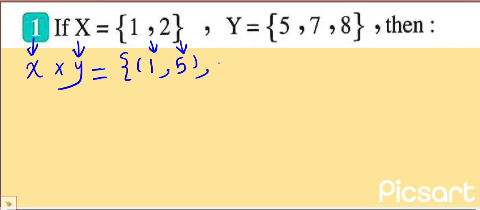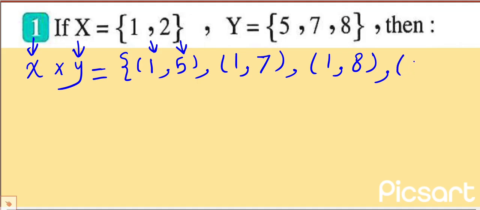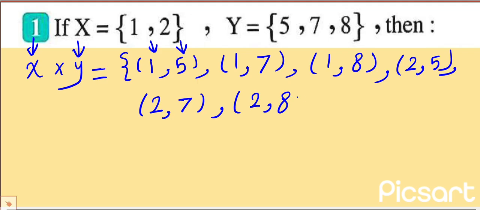So the second one is 1 and 7. The third one is 1 and 8. The fourth one is 2 and 5. The fifth one is 2 and 7. The last one is 2 and 8. Yes, this is excellent.